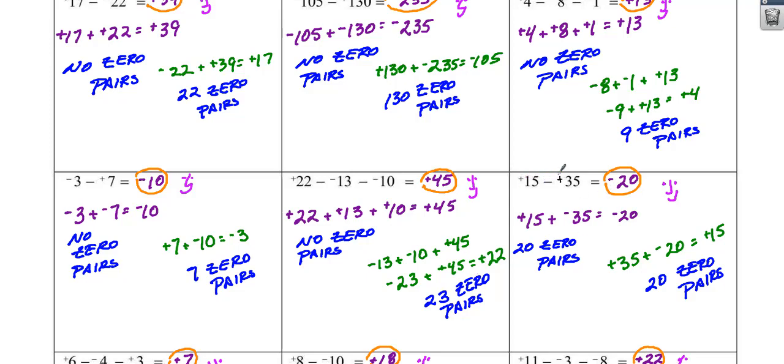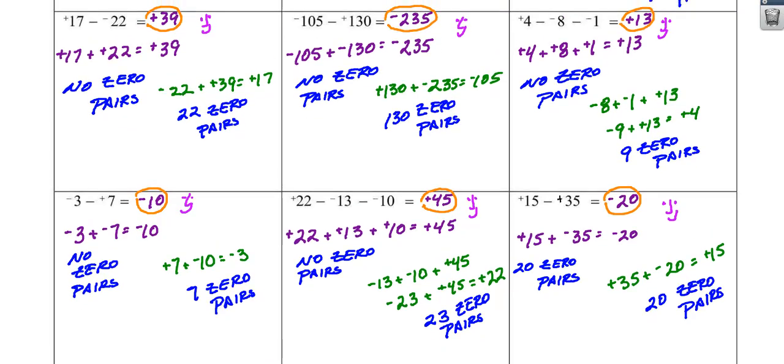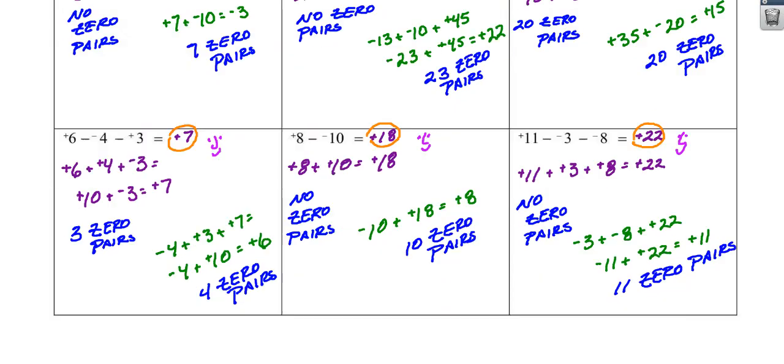+15 minus +35. Well, anytime you're taking away more than you have, it's going to be less than 0. In fact, it's a lot less than 0. It's -20. Here's the addition problem, and here's the work for the correction. All right, one last opportunity to pause, do some more work, and then go ahead and check answers. And here are the final problems.